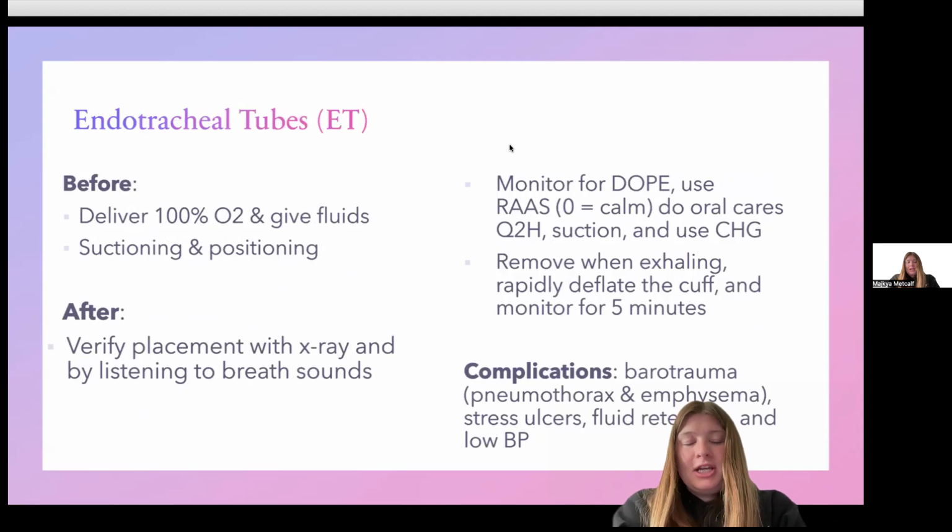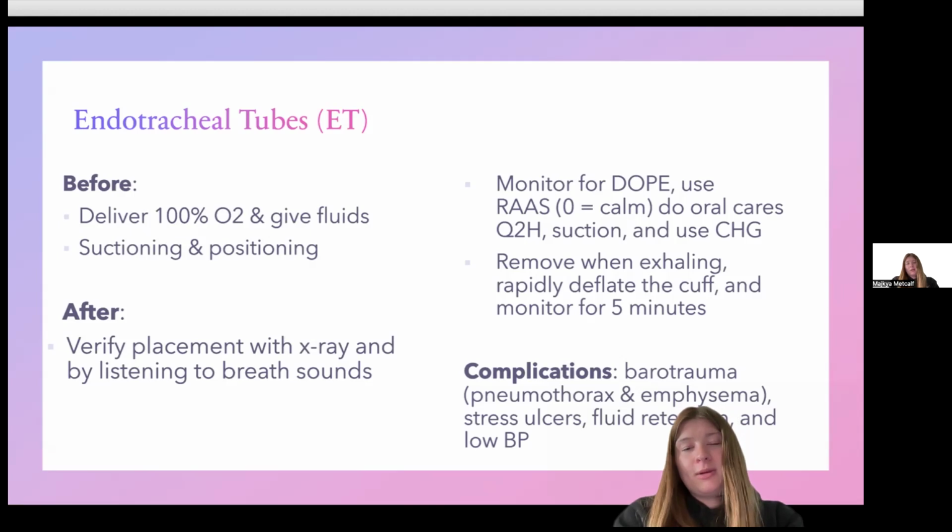Endotracheal tubes. So before a patient is given an ET tube, we're going to make sure that we're delivering 100% oxygen and also giving them fluids if they're hypotensive. We want to make sure that we're suctioning the patient and then also positioning the patient per anesthesia guidelines. After an ET tube, we're going to verify placement with a chest x-ray, and we're also going to listen to breath sounds. We want to monitor for DOPE, which is a displaced tube, obstructed tube, pneumothorax, and equipment problems.